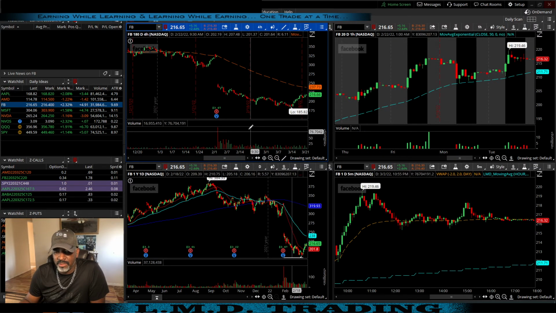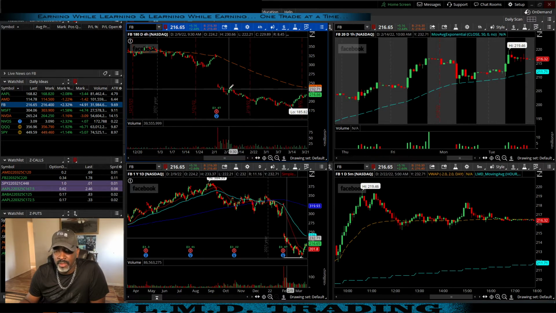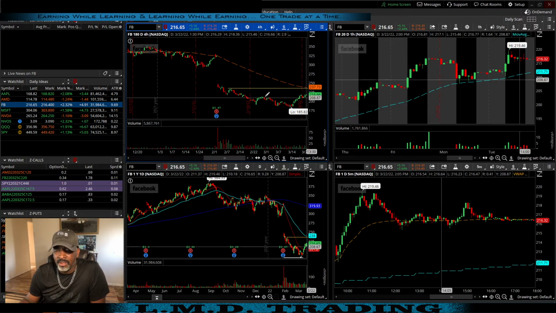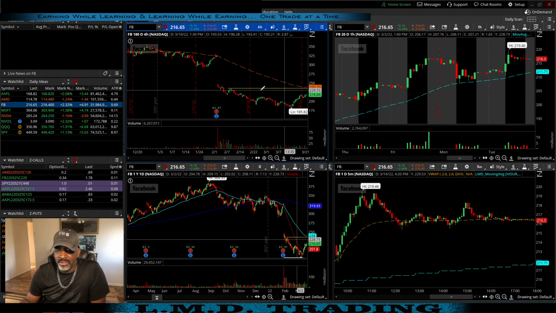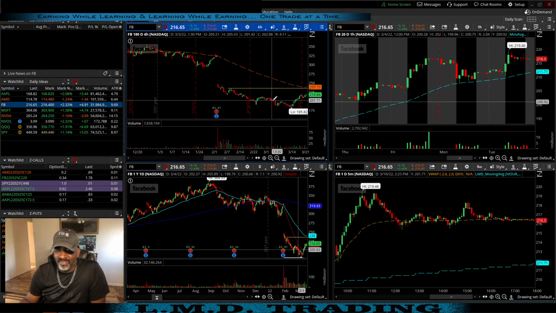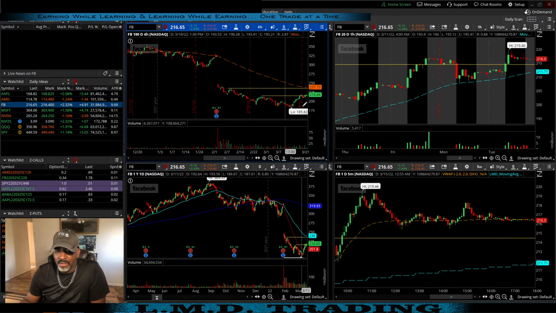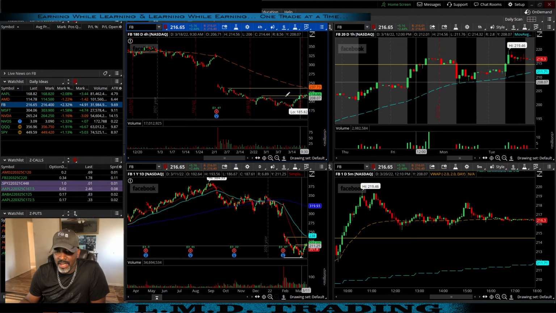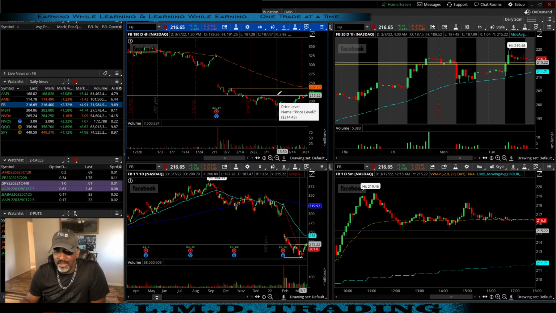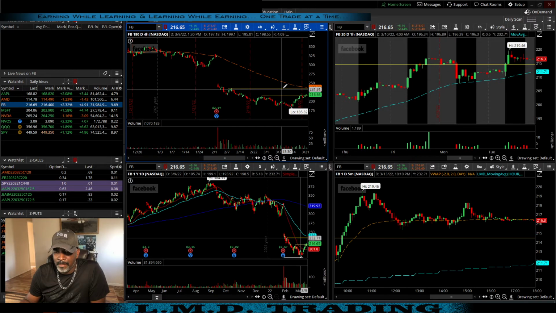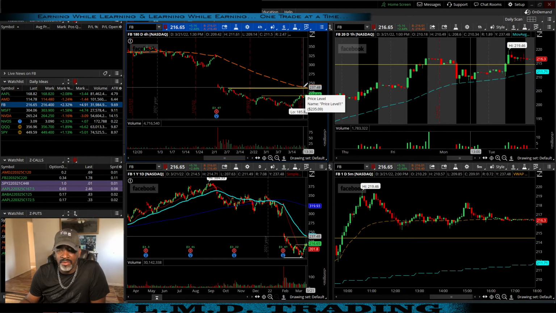Let me get where I'm supposed to be. There we go. I dropped this line just because, and look where that line goes to, right to the 100. So is this going to break this line? I'll drop a line right there. If this breaks and holds this line, which is 216, this has room back up to 237, which is the 100 moving average.